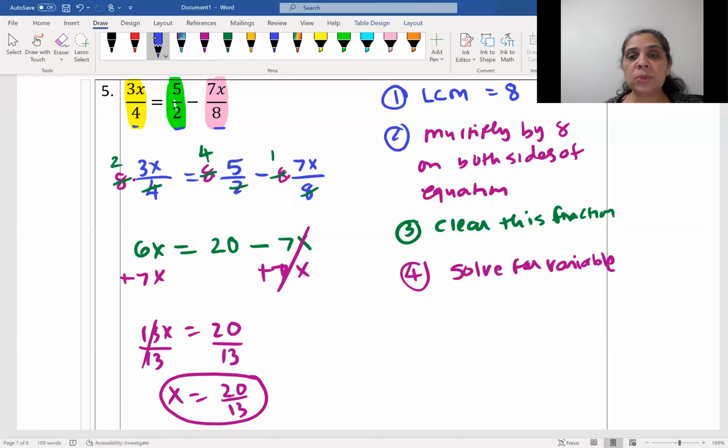Everyone got these two strategies. When we have only two terms, you use single fraction equals single fraction. That means you will do cross multiplication. And if we have more than two terms, you will use this strategy number one. You find LCD, then you multiply by LCD to each term on both sides, then you clear fractions, and then you can solve for variable.